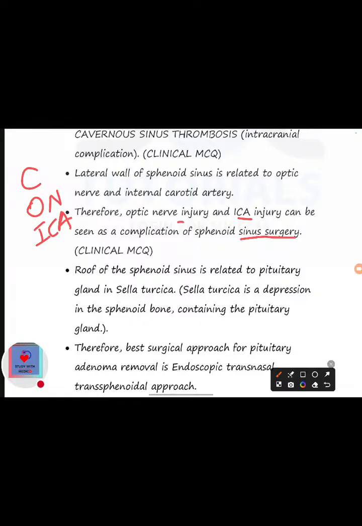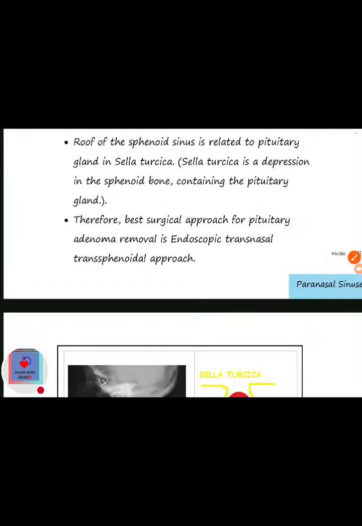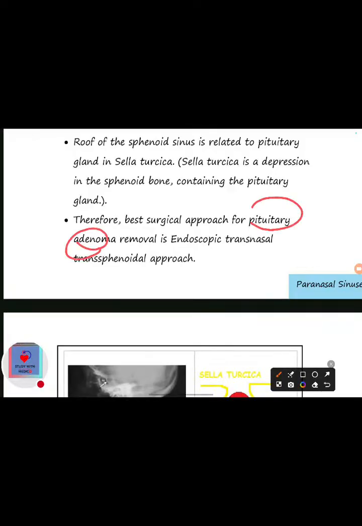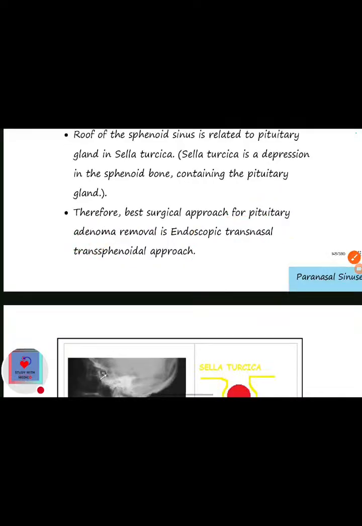The roof of the sphenoid sinus, this is very important, consists of the pituitary gland. Which gland? Pituitary gland. The pituitary gland lies in the sella turcica, and the sella turcica is a depression within the sphenoid bone itself. So a depression in the sphenoid bone contains the pituitary gland. You can use the sphenoid sinus to approach the pituitary adenoma, for removal by the endoscopic transnasal transsphenoidal approach.